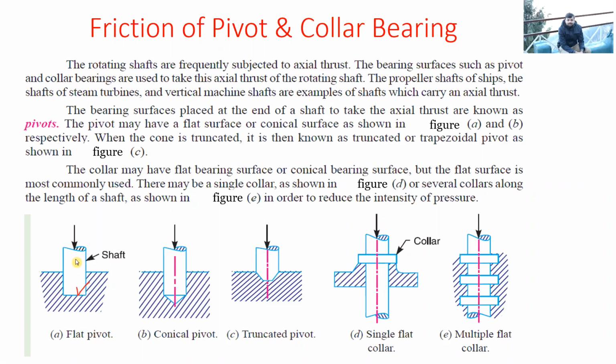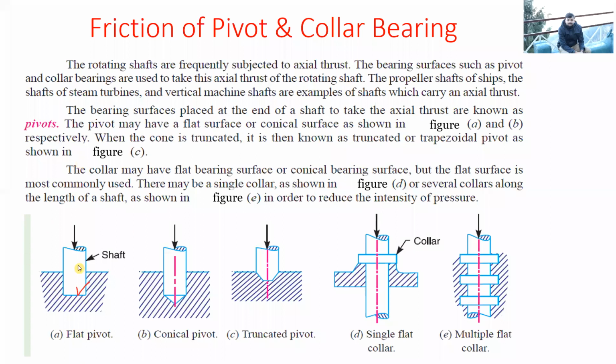This bearing, that is the vertical shaft bearing, we will be studying over here. In this vertical shaft, as I told previously, most of the load will be coming on the axis of the shaft, and this axial thrust has to be transferred from the shaft to this bearing. The rotating shafts are frequently subjected to axial thrust.